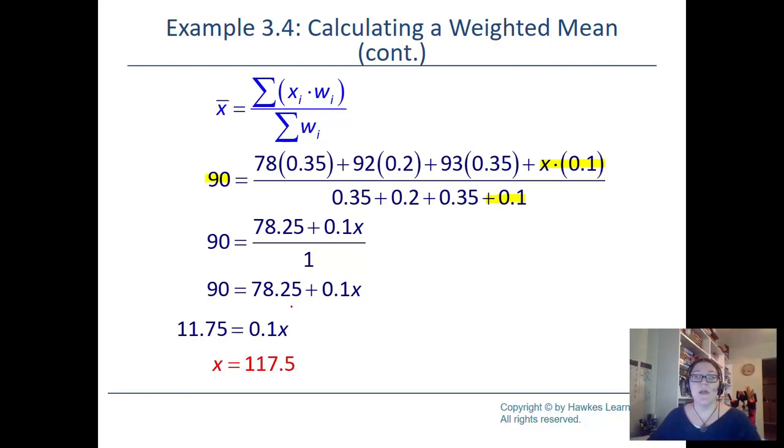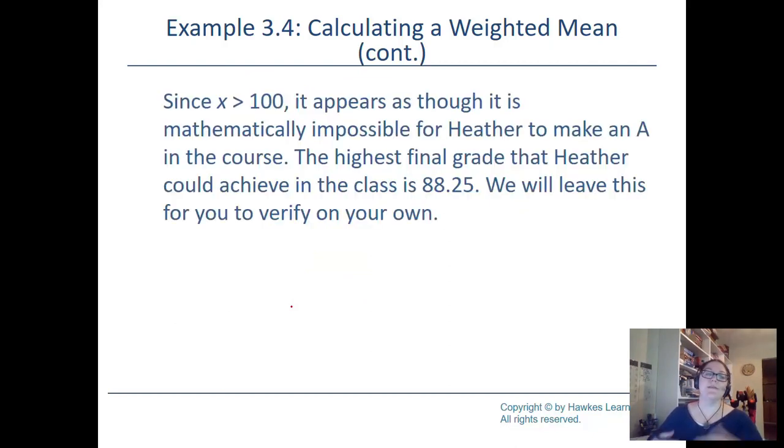Now, one thing we remembered is I told you the highest grade on the final was 100. So basically, since x is bigger than 100, it appears mathematically impossible for Heather to actually get an A in this course. Her highest final grade that Heather can actually achieve is 88.25. That would basically mean she gets 100% on that final. I'll let you do the math to verify it on your own, but you kind of know that's as high as she can go. So she can't get an A.